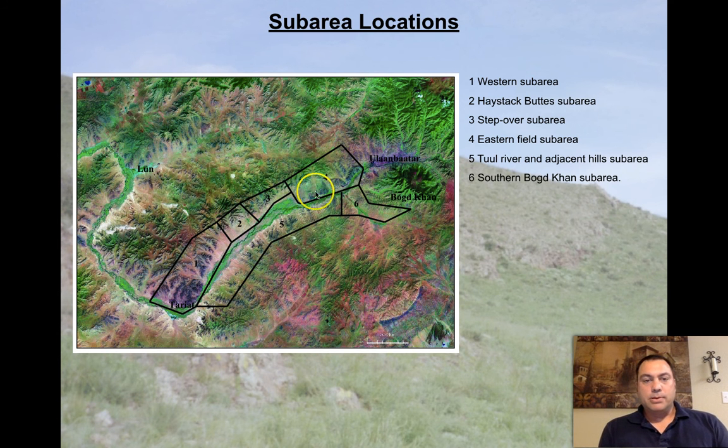And so we broke it up into the western sub-area over here, with Terriot off to the south, an area called the Haystack Buttes sub-area. We'll be explaining why we called it that when the time comes. The Stepover area. The eastern field sub-area is located up here. Of course, the Tuul River and adjacent hills area is this area down to the south of the Tuul River. And finally, the Bogd Khaan sub-area, which is where, unfortunately, we spent the least amount of time.